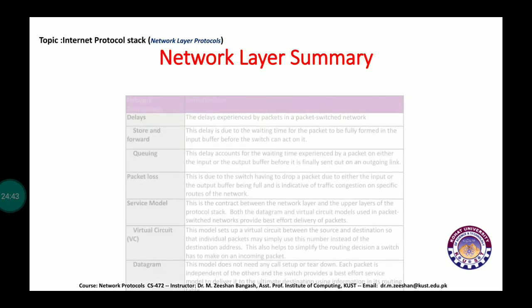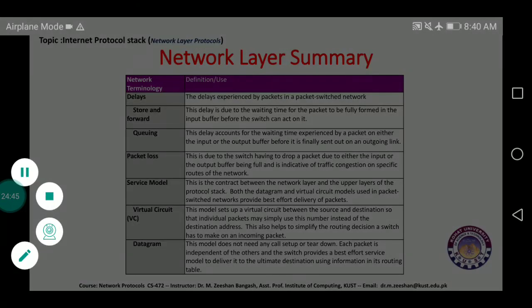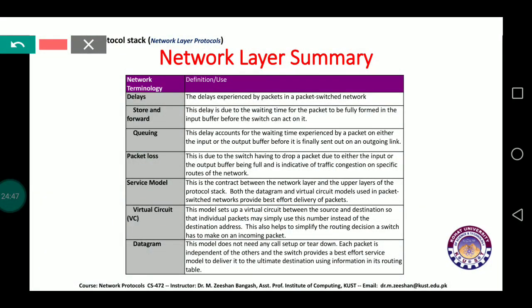Other functionality of this layer includes that the delays experienced by the packet in the packet switching network are managed by the network layer, and the store and forward mechanism is its functionality. Similarly, following the queues and dealing with packet loss, and making a contract between the network layer and the upper layer of the protocol stack. This is again its functionality.